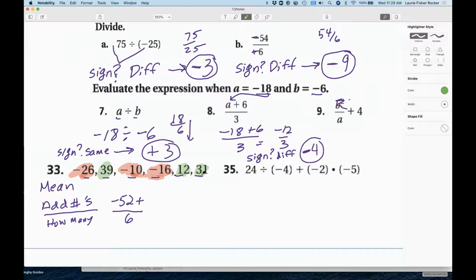Well, 39 and 31 is 70, and 12 more is 82. So we're going to end up with 82. 82 minus 52. 80 minus 50, 30. Divided by 6 equals 5. And so there's my mean. Now that ended up being the same sign. What do I do with the signs? Well, 30 and 6 are both positive, so my result is positive. 30 divided by 6 is 5, so it's going to be positive 5.